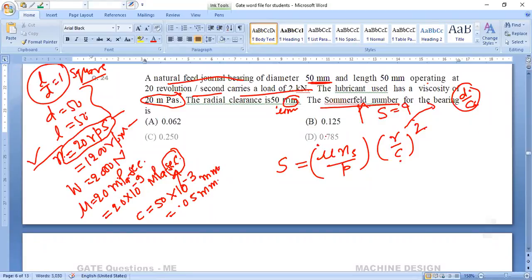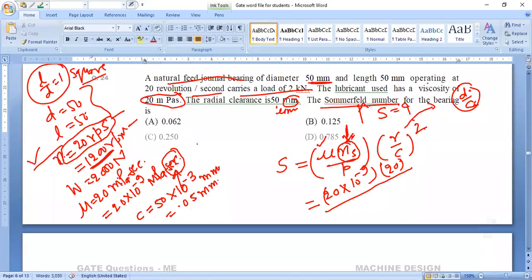So mu is viscosity. So viscosity is available 20 10 power minus 9, and ns is not the rpm, it is the velocity. So I will take velocity in rps, revolutions per second, because I have taken viscosity in megapascal second. यदि मैं विस्कोसिटी को मेगापास्कल मिनट में कन्वर्ट करूंगा, then I can take n equal to 1200 for the unit compatibility. So ns is 20 over here divided by pressure.